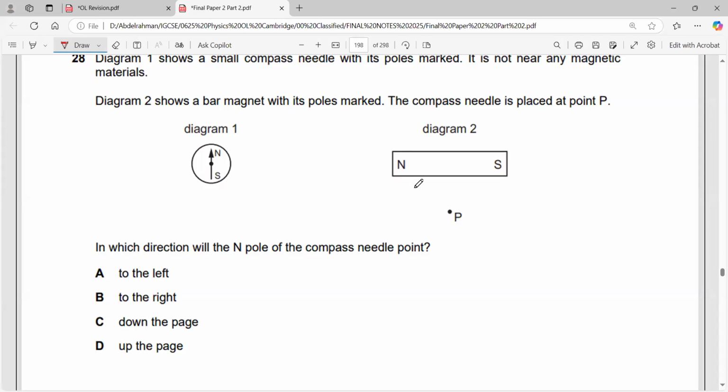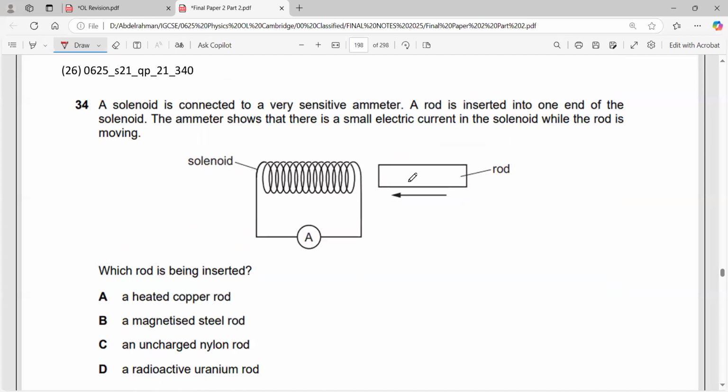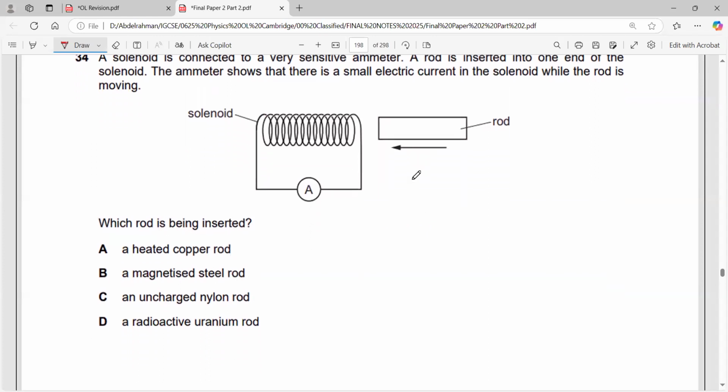Okay, again, in which direction would the compass needle point? Compass needle would point to the right. So North Pole would point to the right. These are all quite easy questions. This is actually electromagnetic induction. Okay, to induce current, you need to use a magnetized steel rod. You need to use a magnet, basically, with a north and south pole.